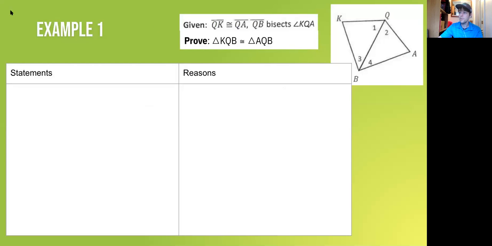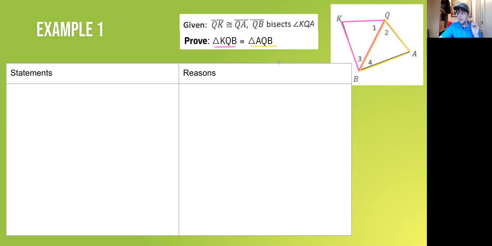All right, so here's our first example. I'm going to go through my full process the way that I sort of recommend that you do this. You don't have to do it like this if you already feel comfortable, but first thing I like to do is look at my triangles. What am I proving? Proving triangle KQB, it's this one right here, is congruent to AQB. So these are the triangles we are trying to prove are congruent.